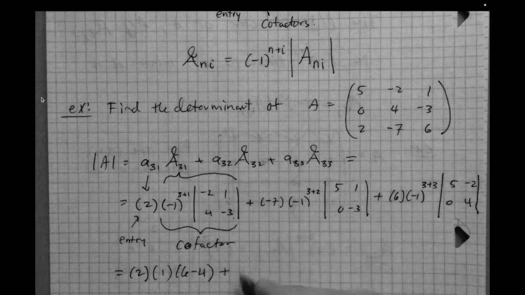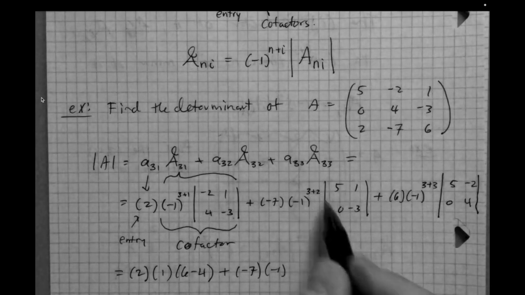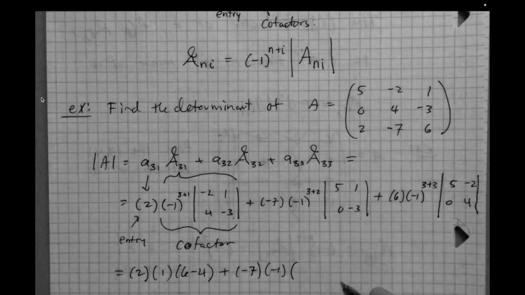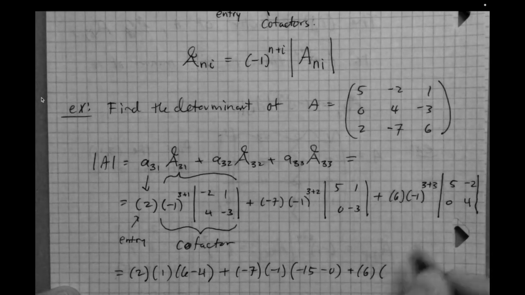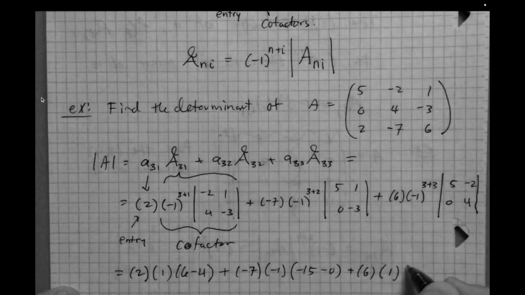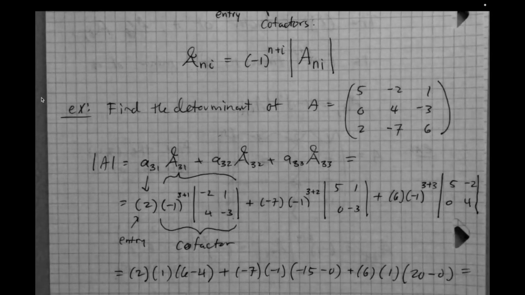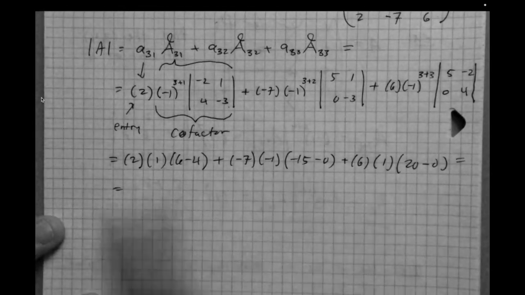Okay, plus, and then I've got a -7. And then that's going to be a -1 here. And then this is going to be -15 minus 0. Okay, and then I've got a 6 times 1 times 20 minus 0. And then we can just combine everything here.